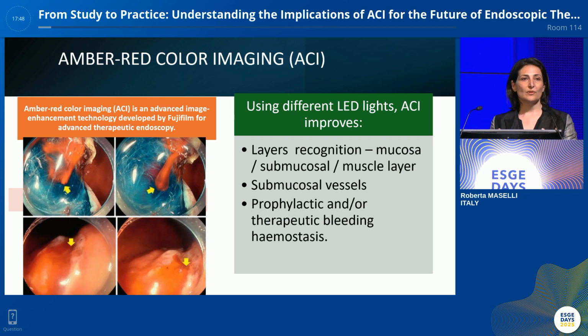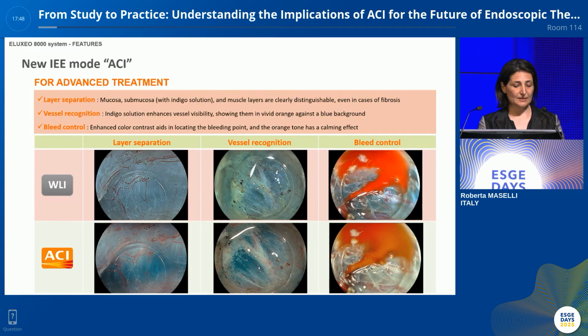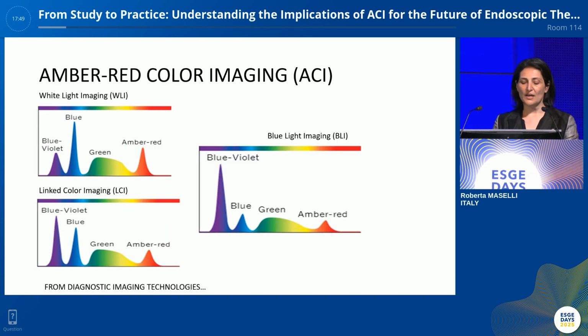And it's helpful not only in preventing bleeding, because if you recognize the vessel much better, then you can make a good hemostasis, but also, as Edward was showing, in case of bleeding. Basically, this is the contrast you can achieve. See the differences when you look at the white light and the ACI. The blue is more blue, let's say. It means I'm more able to see the submucosa, but also the vessels and the lesion itself.